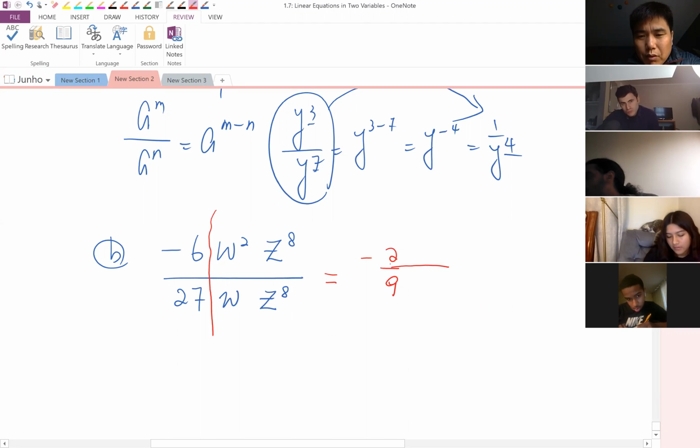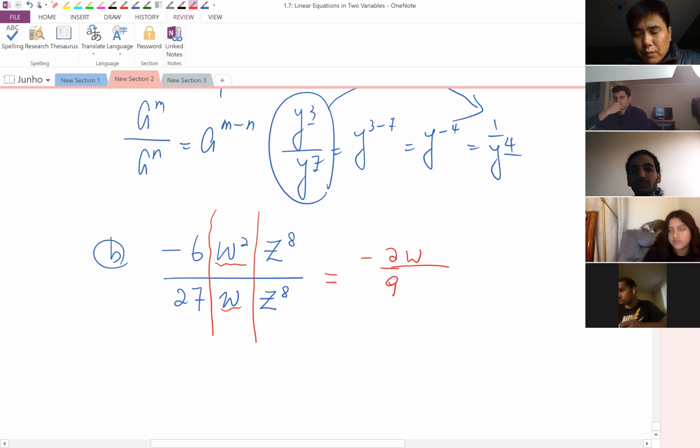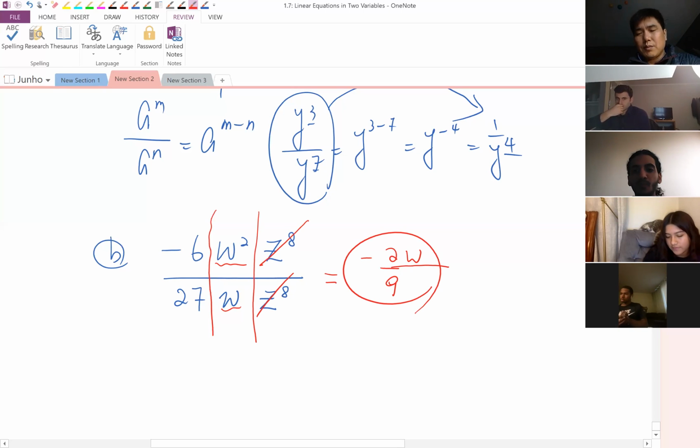And then what about W? Which one is greater? W squared is greater than W, right? Yeah. How many greater? 1. So put 1 W on top here. Oh, yeah, same, so they cancel out. So actually that's the answer: negative 2W over 9.